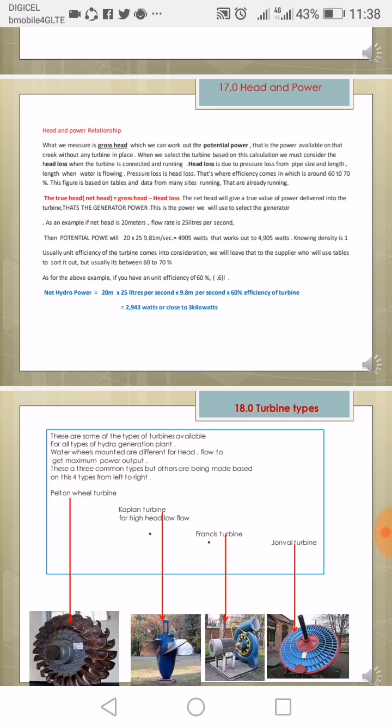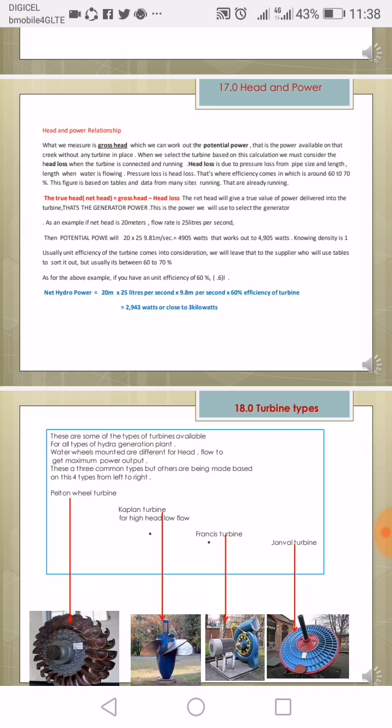So where efficiency comes in is affecting the output power, because everything has a loss. Net head equals gross head minus head loss. Manufacturers deal with the head loss, but what we are talking about here is this: you put in the power formula and multiply by 0.6 or 0.7 efficiency, and that gives you an idea.